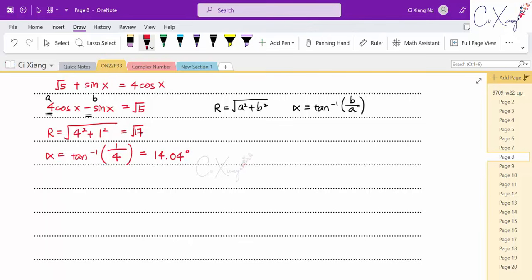Therefore, you can see very clearly that the original equation, square root 5 secant x plus tangent x equals 4, can be rephrased as this equation: square root 17 cos(x + alpha), where alpha is 14.04, equals square root 5. And this is our part A.